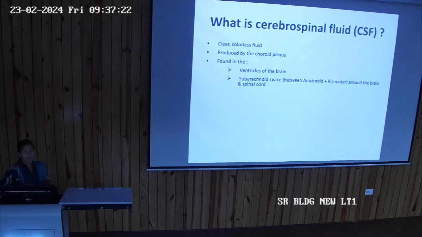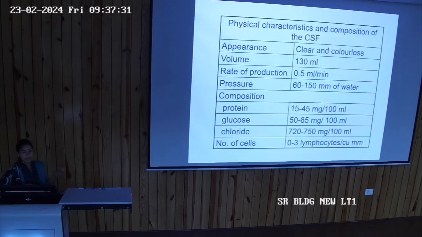150 ml. So the quantity is 150 ml of clear, colorless fluid found in the ventricles and in the subarachnoid space. Rate of production is 0.5 ml per minute. Pressure is 60 to 150 mm of water. Composition: it has protein, glucose, chloride and some lymphocytes.